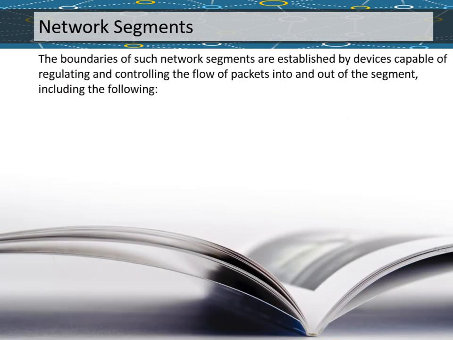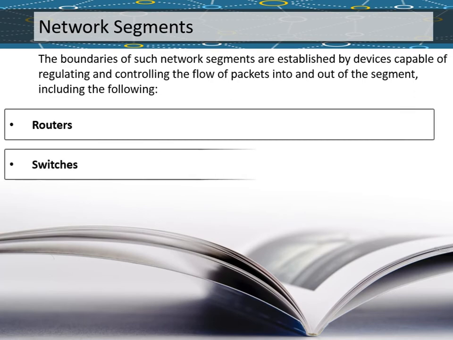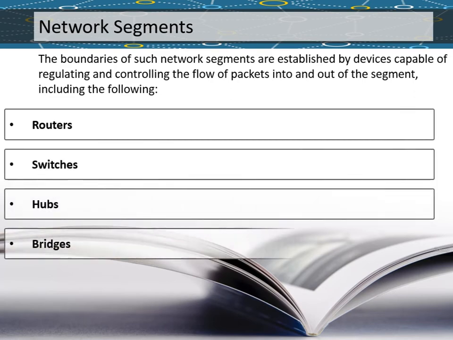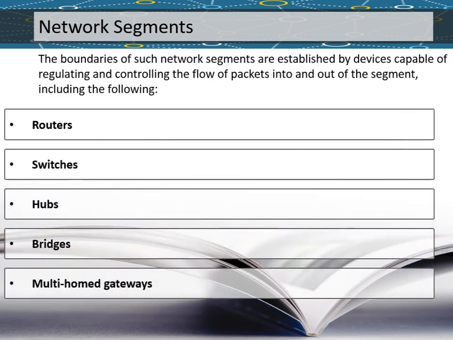The boundaries of such network segments are established by devices capable of regulating and controlling the flow of packets into and out of the segment. These include the following: routers, switches, hubs, bridges, multi-homed gateways.